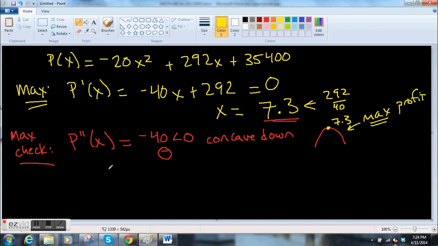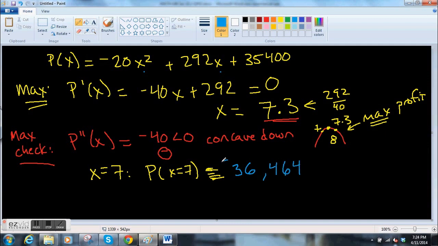So again, we can't take 7.3, so let's look on either side. Let's see what happens at 7 and at 8. When x equals 7 units vacant, you plug x equals 7 into this equation, and you get 36,464. I skipped ahead, I just gave you the answer there.